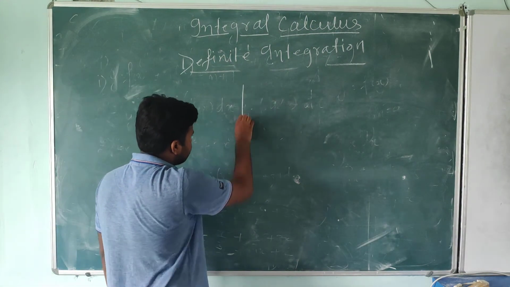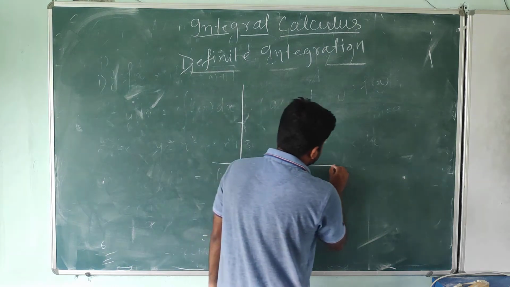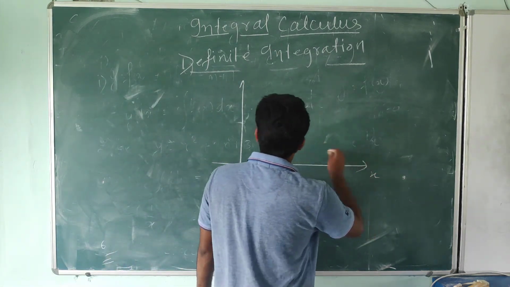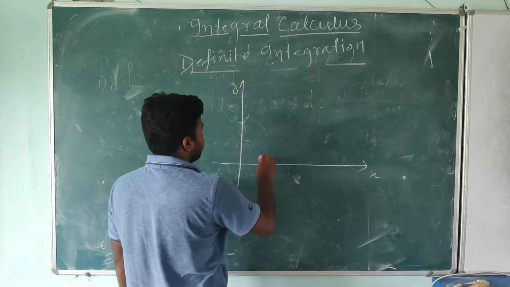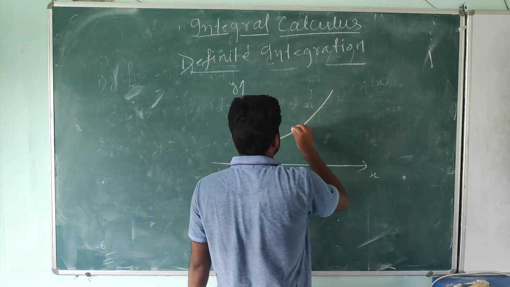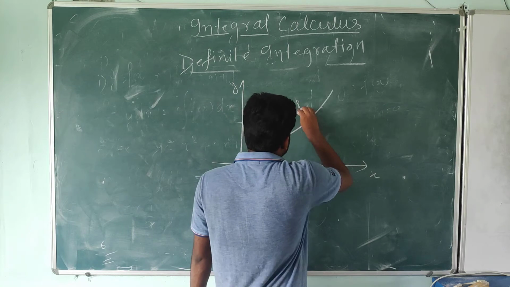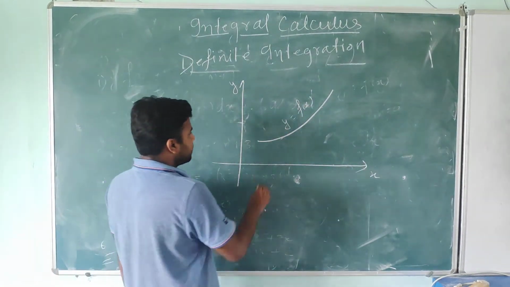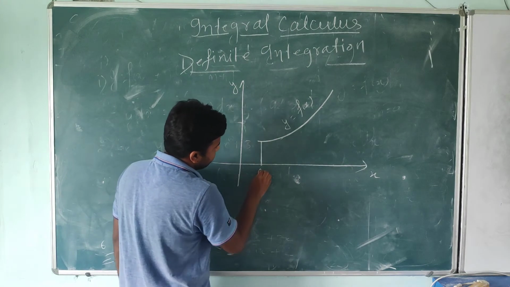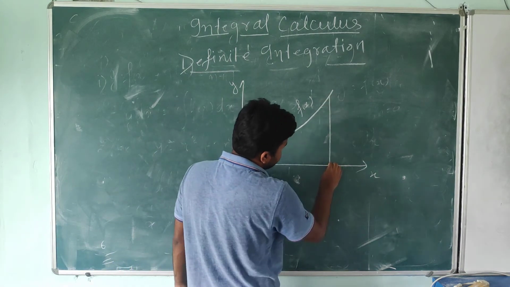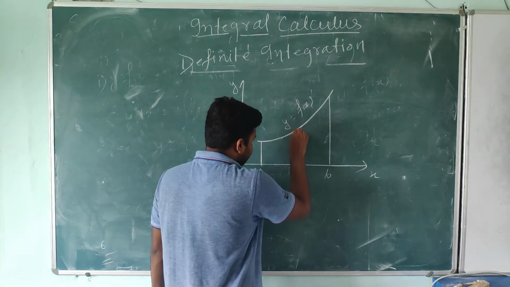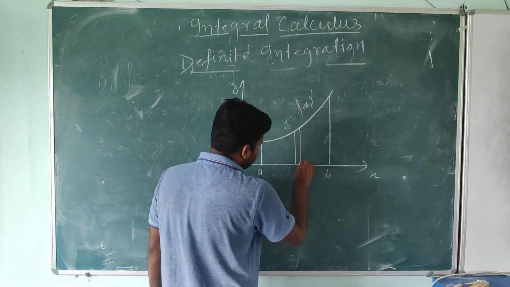What is the meaning? First I am explaining. Look at this. First understand what this definite integration is. This one is the x-axis, this one is the y-axis, and here I am assuming this is the function, y equal to f of x. Okay students, now in this function I am assuming this point is a and this is the point b.